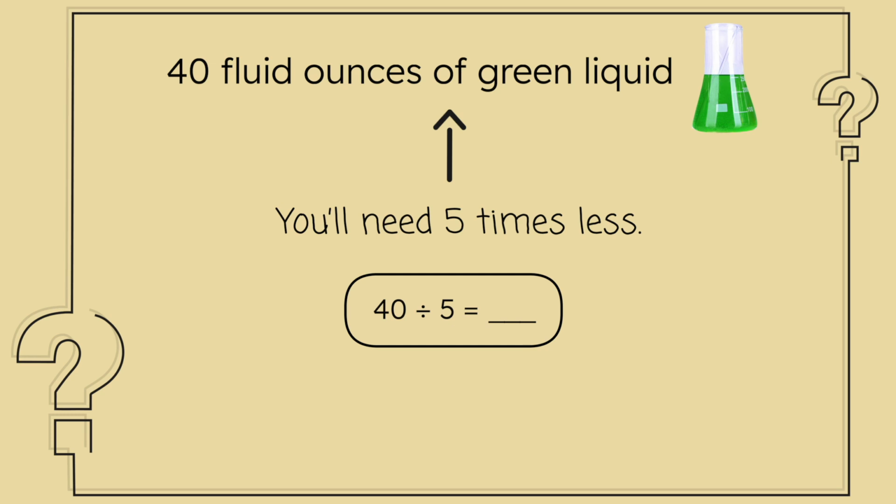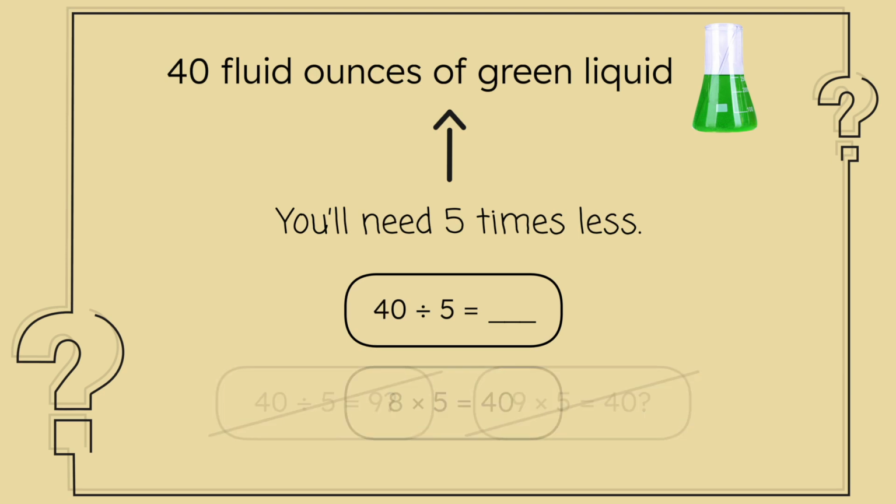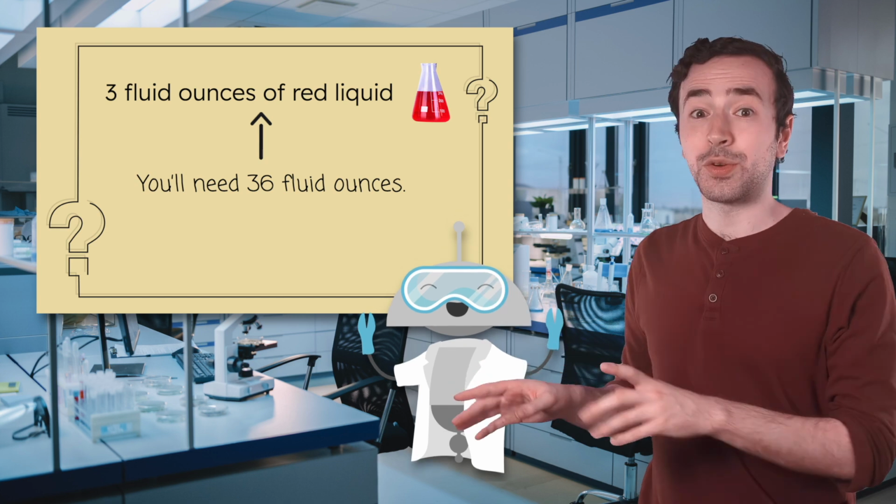Let's try dividing 40 by 5. That equals 9, right? Let me check. Does 9 times 5 equal 40? No. Wait, that's not right. 8 times 5 equals 40. That means 5 times less than 40, or 40 divided by 5, is 8. Whew, that was close.